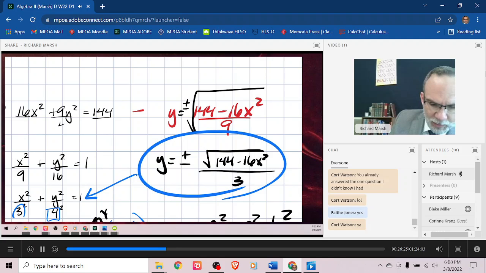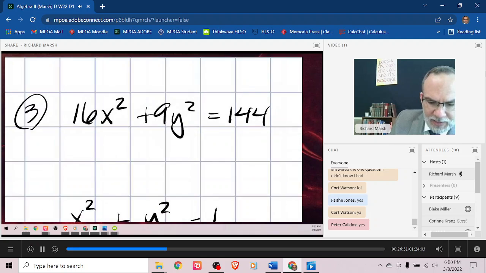By the way, let me just go back. This is what we started with. That was what we started with right there. Okay, remember how that was different from a circle? Oh, well, the coefficients are different right here, 16 and 9. They're not the same thing, okay? Which means when I divide by 144, I get different things.